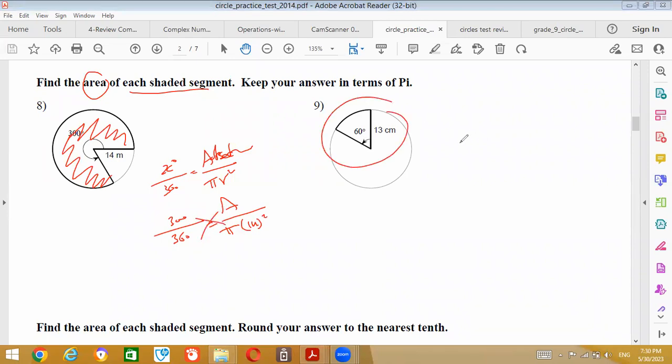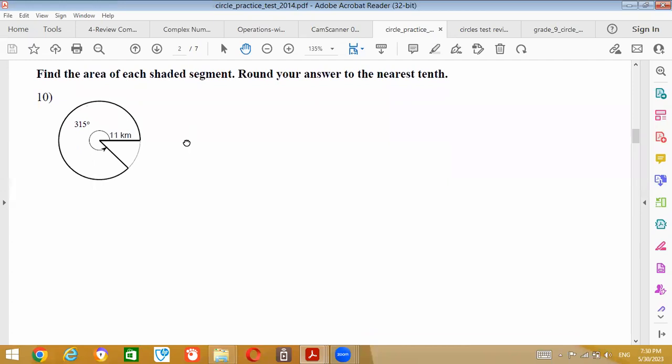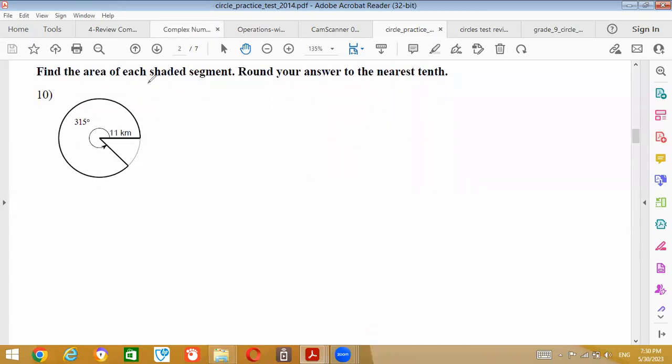The next one is the same also. 60 over 360 equals the area of sector over pi r squared. The next one, find the area of the shaded segment and round your answer to the nearest tenth. It's the same example also.